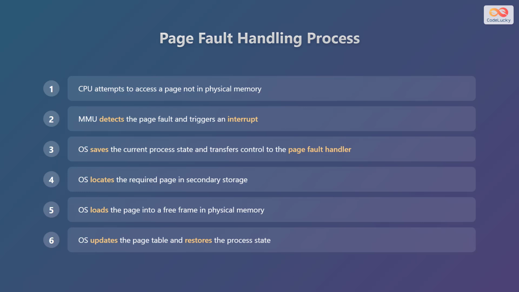The operating system locates the required page in secondary storage, such as a hard drive. Next, the operating system loads the page into a free frame in physical memory. Finally, the operating system updates the page table to reflect the new location of the page, restores the process state, and allows the process to continue execution.